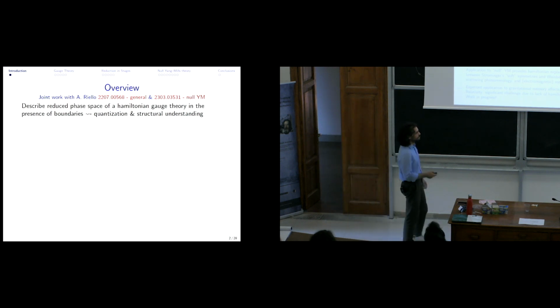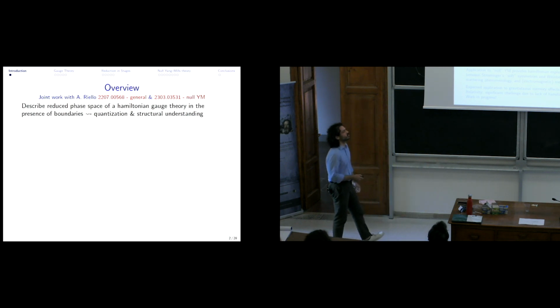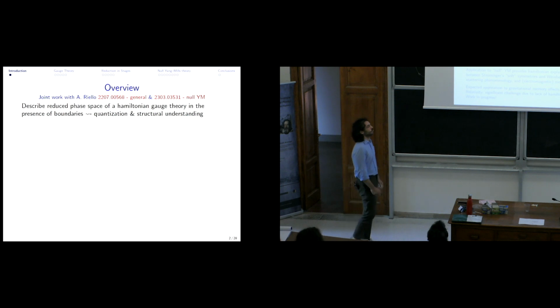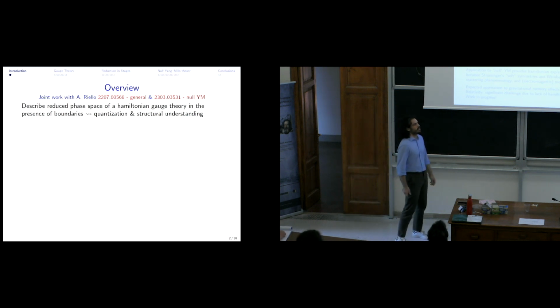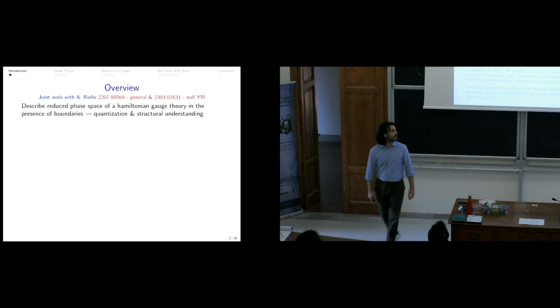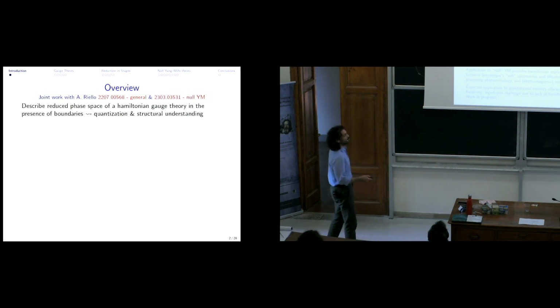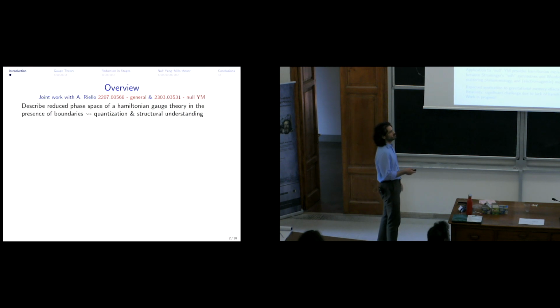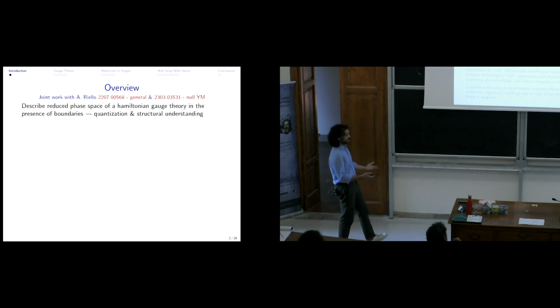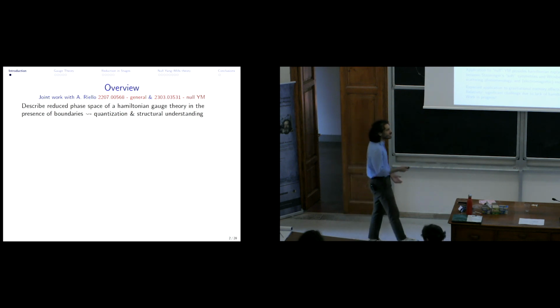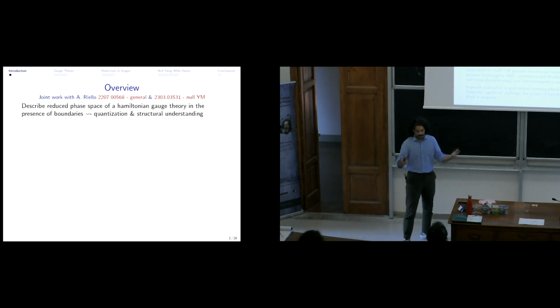And ultimately, the problem is that of describing the reduced phase space of a gauge theory in the presence of boundaries and corners. The reason why we do this is that this leads us to an understanding of its quantization and of its structure as a whole.